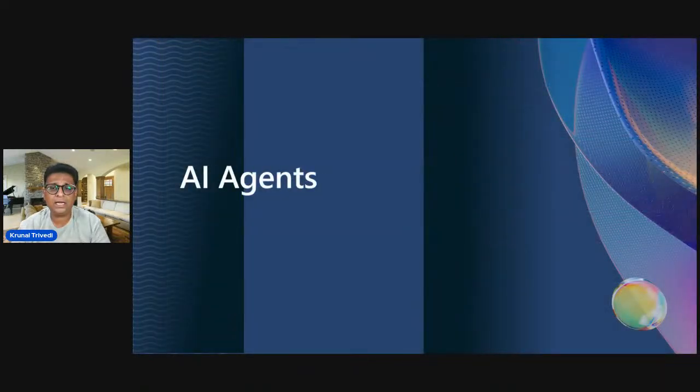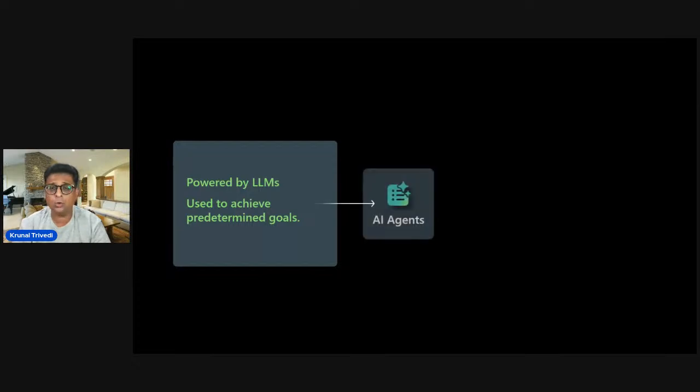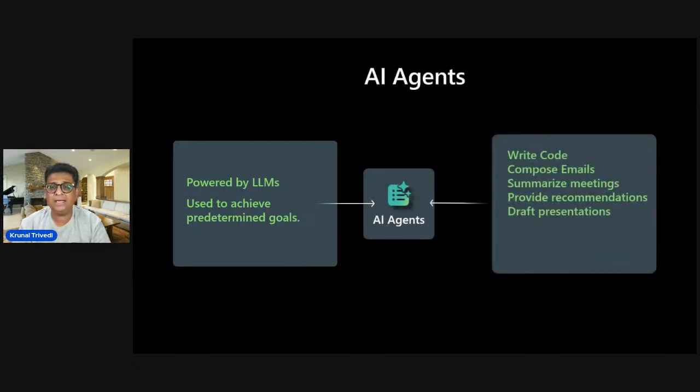Say we have something called AI agents. What are AI agents, friends? An AI agent is a program that can achieve predetermined goals. They are powered by LLMs that are trained on a massive amount of data. So you are going to write this AI agent now. An AI agent can fulfill a wide variety of tasks with minimal human intervention. For example, we can use an AI agent to write code, compose emails, summarize meetings, provide recommendations, and the list goes on.